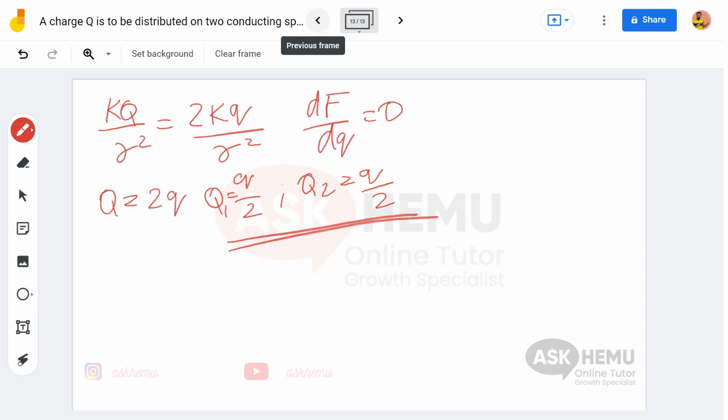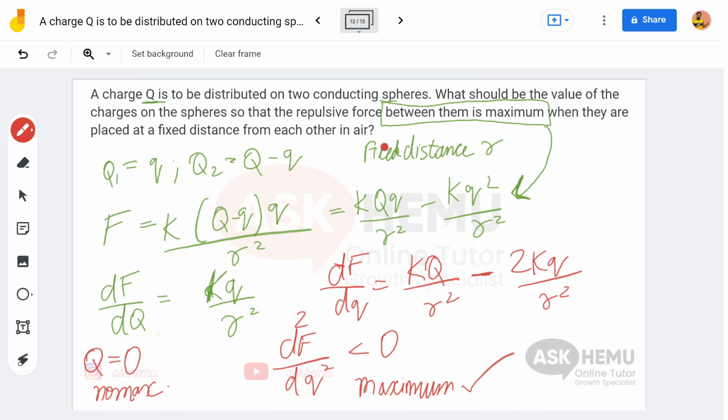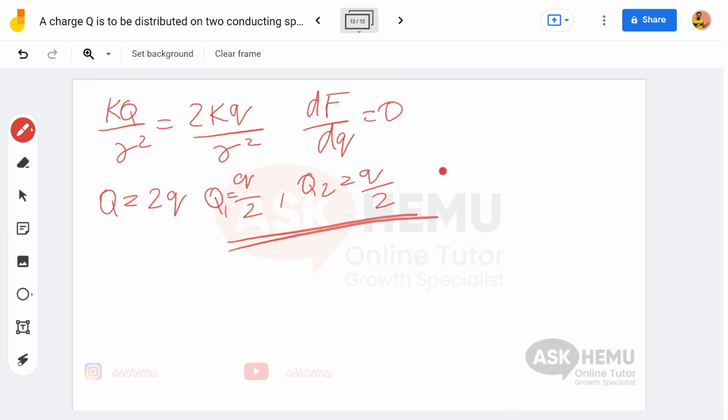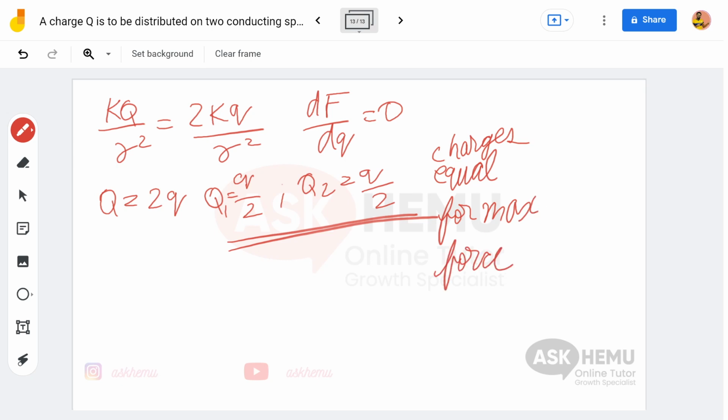Therefore the answer to the question is that the values of the charges on both the spheres must be equal, so that the force of repulsion is maximum. So charges equal for maximum force, and that's how you logically solve this problem, and you also verify which variable is to be differentiated. Thank you.